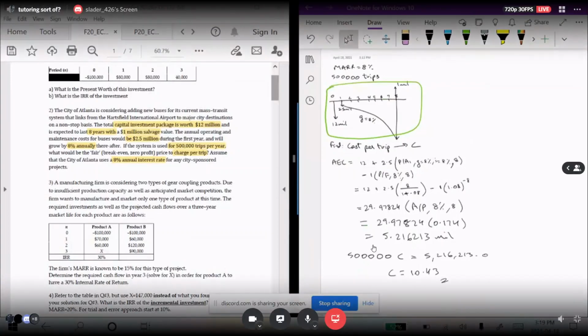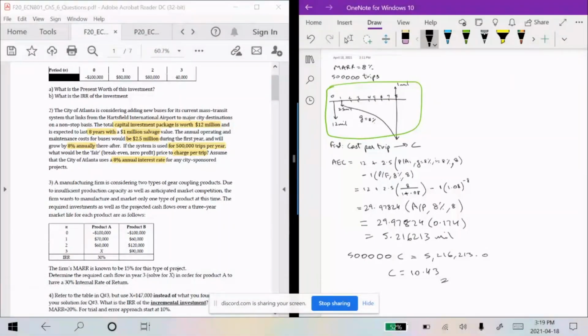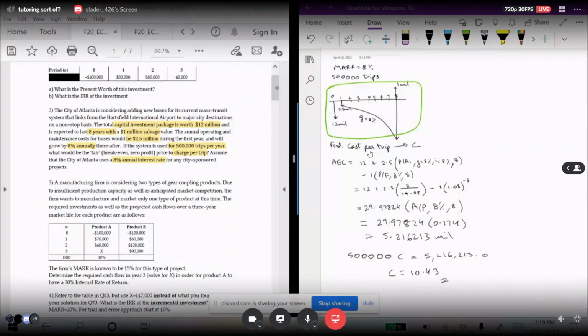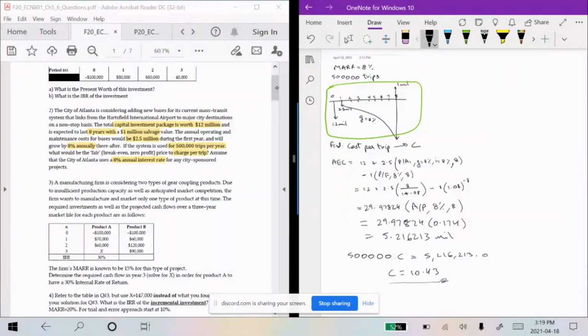What we did is we found the annual equivalent cost of this entire system. Then we divided that by 500,000 because there's 500,000 trips per year. Get the cost per trip per year. Dollars per trip per year.